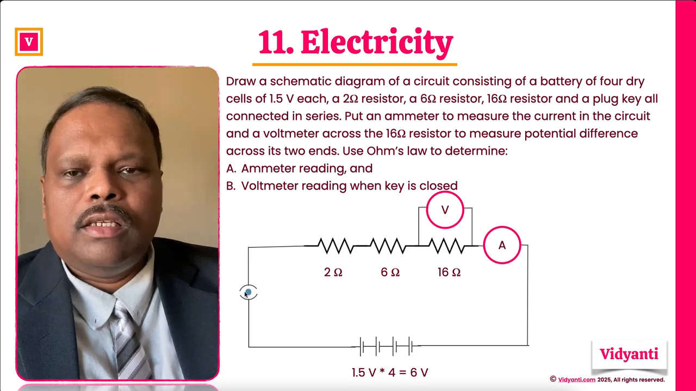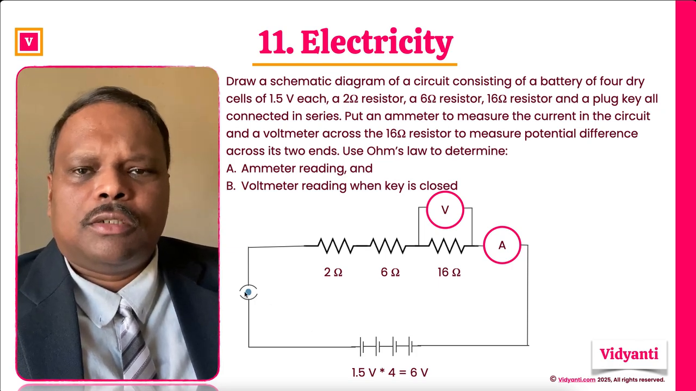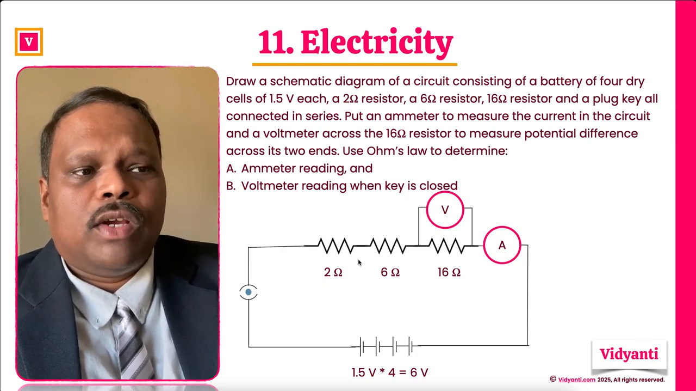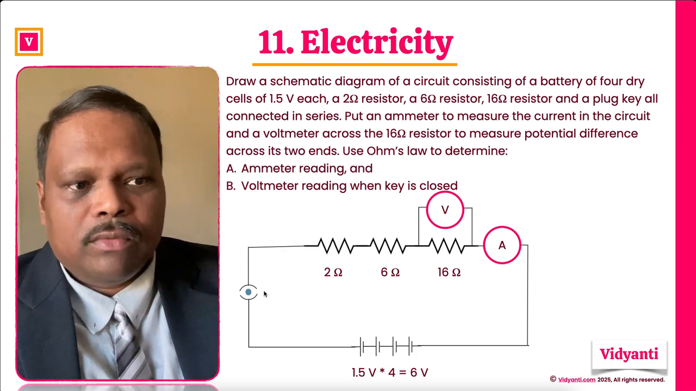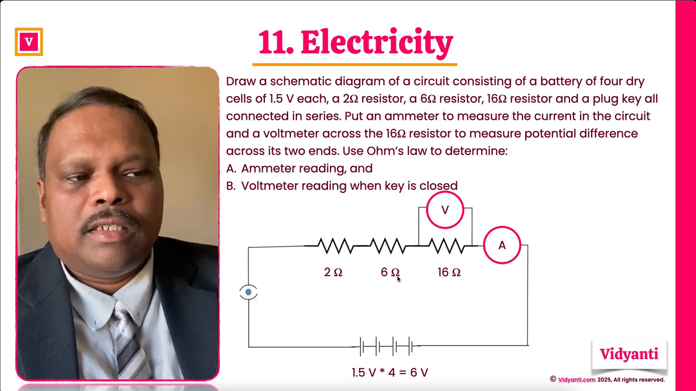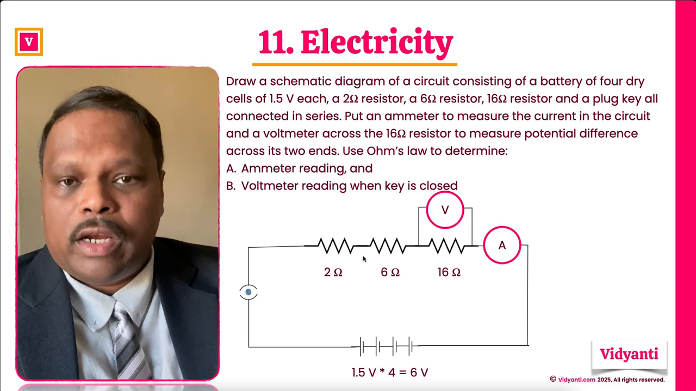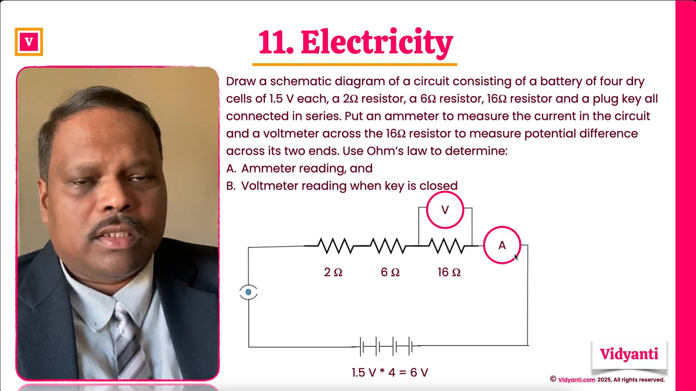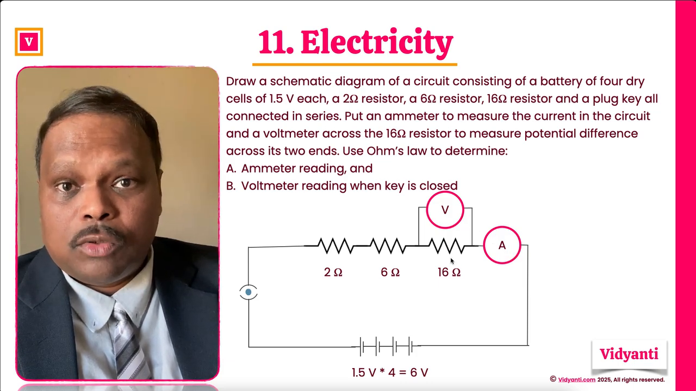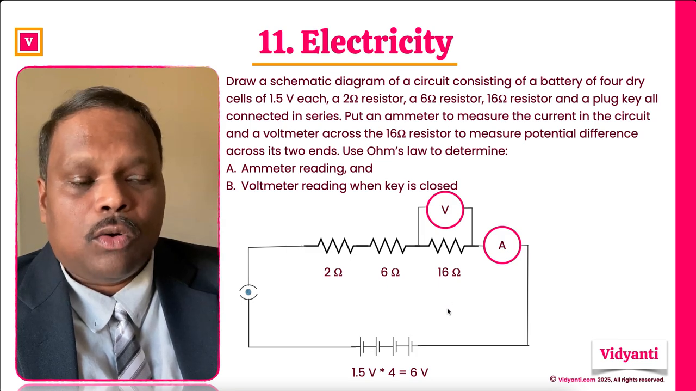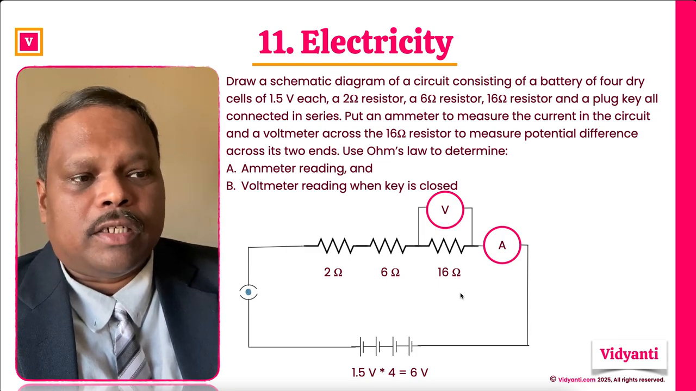For the key, you can show a closed key or open key, but they have specified in part B when the key is closed. So I will prefer something with a dot in the center. This is the key element. Then the 3 resistors will be 2 ohms, 6 ohms and 16 ohms. They will be end to end, so they will be connected in series. And ammeter is always in series. Voltmeter is supposed to be connected in parallel, and that has to be connected only across the 16 ohm. So this will be your schematic representation of the circuit.